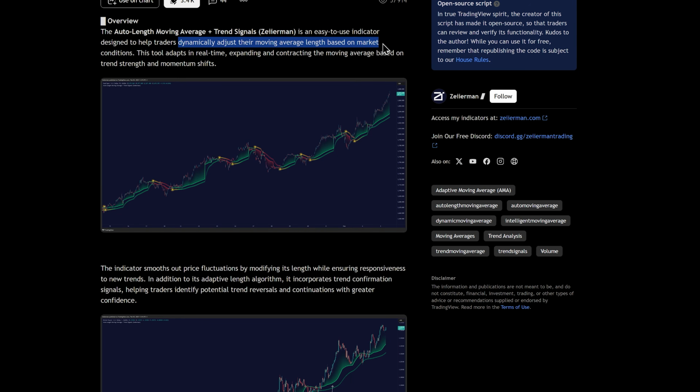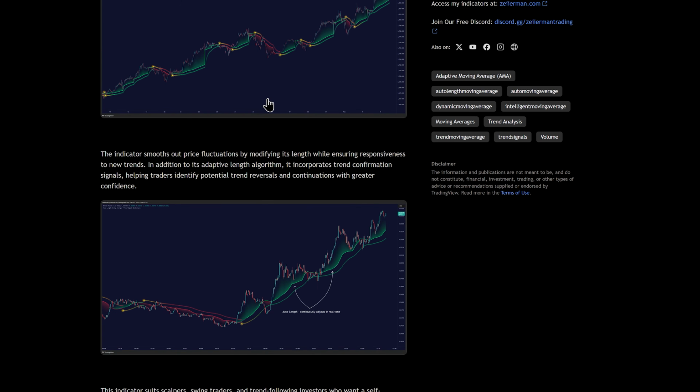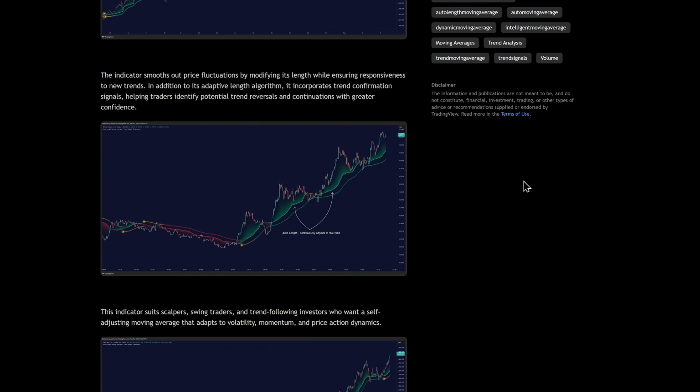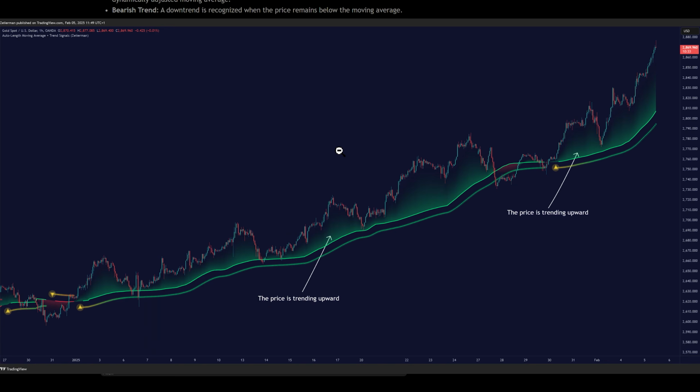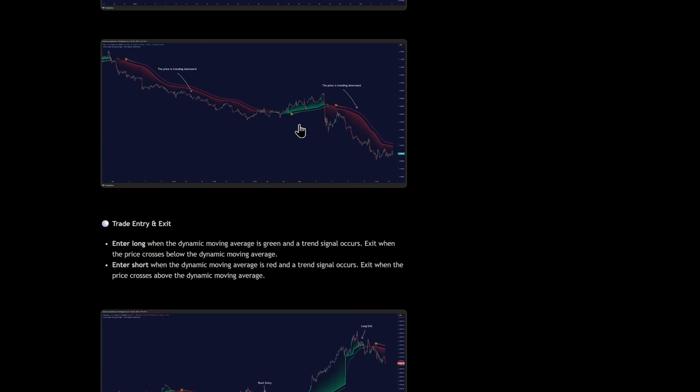In strong trends, it stretches out and smooths itself. In choppy, uncertain markets, it contracts and sticks close to price so it can react quickly. Think of it as a moving average that breathes with the market.